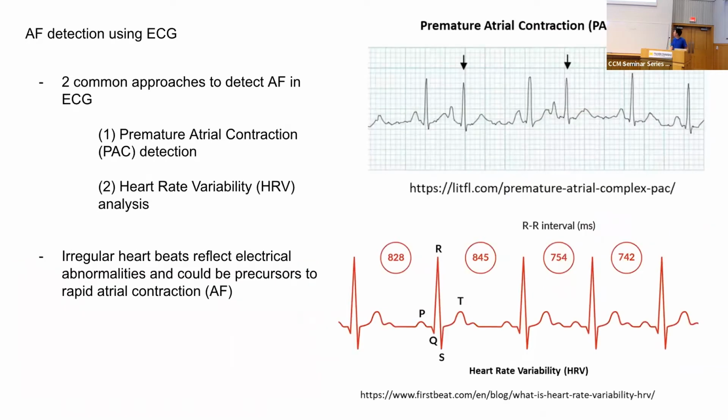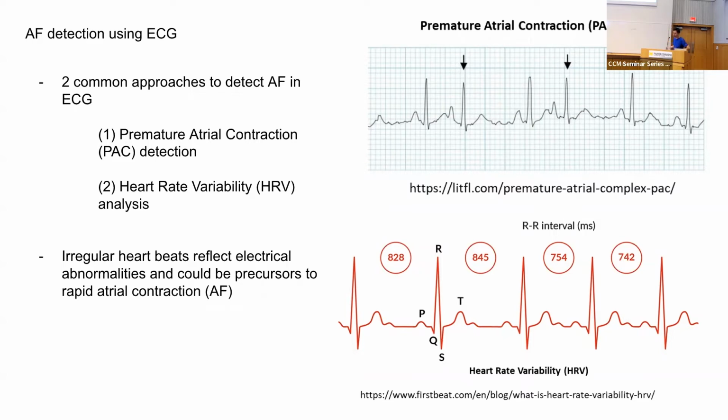So generally in literature, there are two common approaches for looking at the ECG waveform and figuring out if a person has AFib or not. Generally, people look at two waveform details. One is the premature atrial contraction, or PAC.